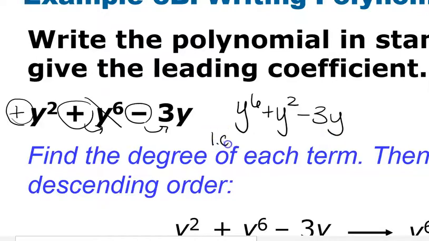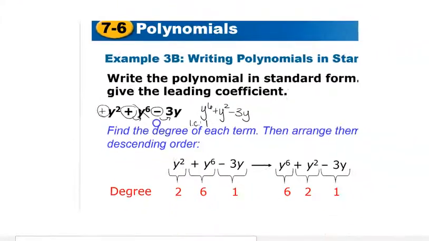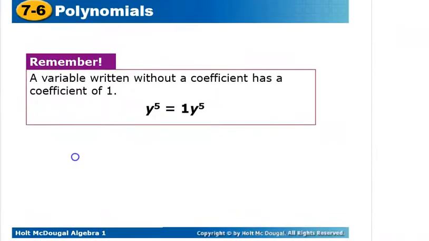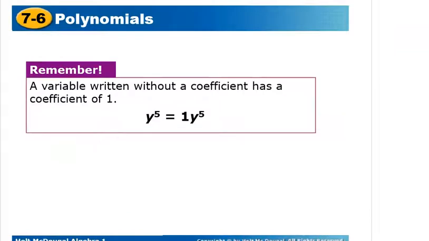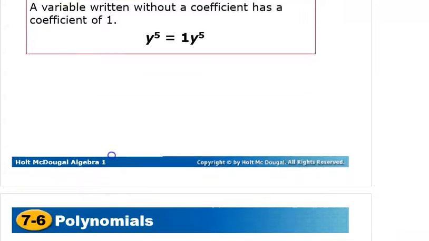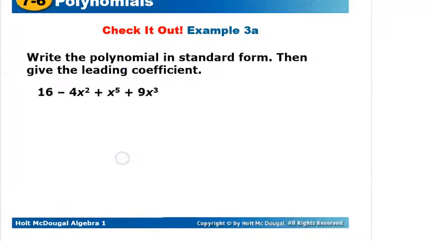Now what's our leading coefficient for this one? What's the number that's right there? There's a secret 1 right there. So our leading coefficient on this one is going to be 1. Okay, so just remember, if there's nothing there, there's a secret 1 there. Just a reminder. It's important to know.